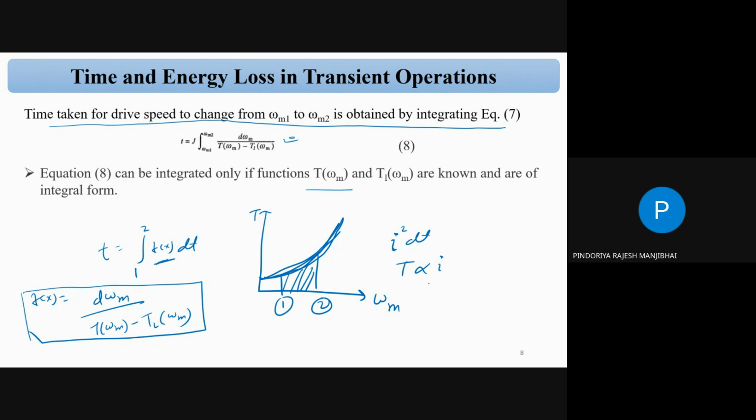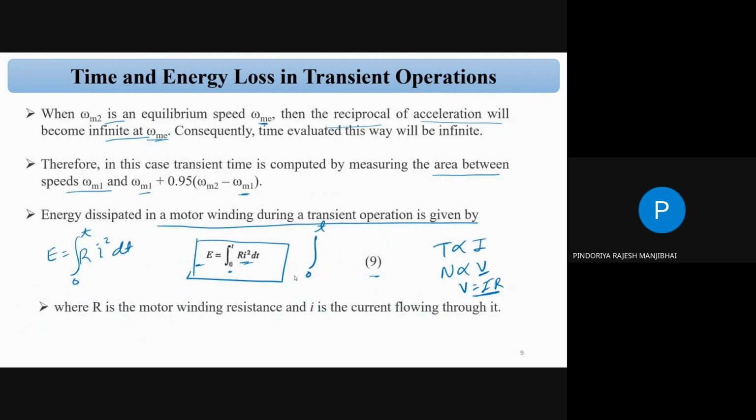So torque will change, and torque is also a function of speed, correct? Then I will also change. So that is a direct relation. Got it? Yes, sir.